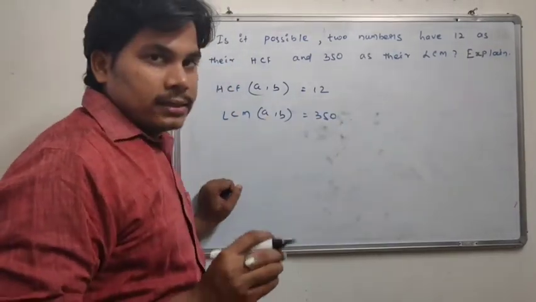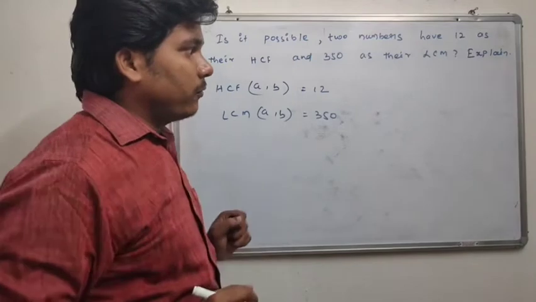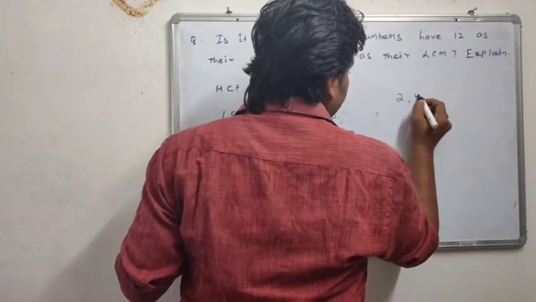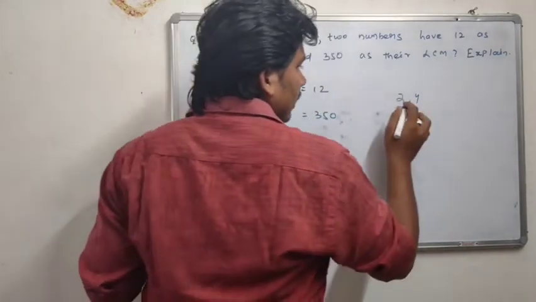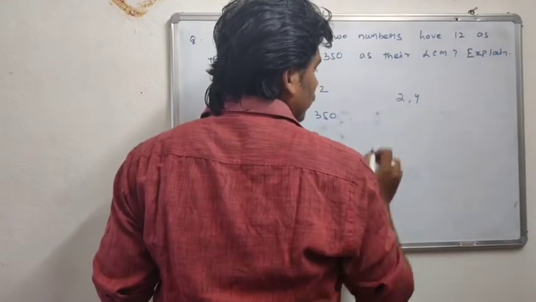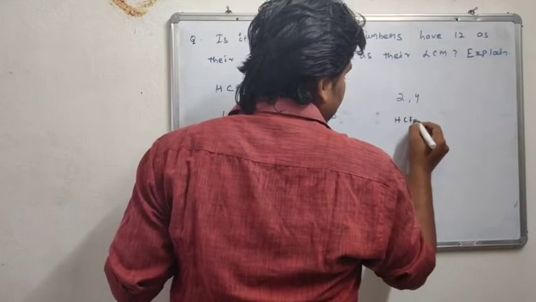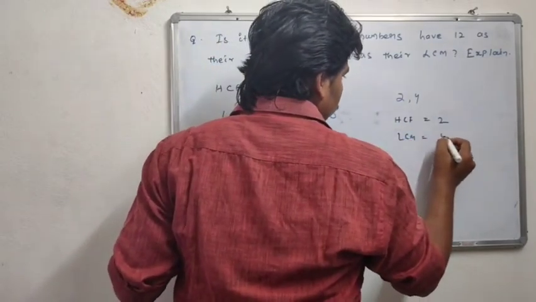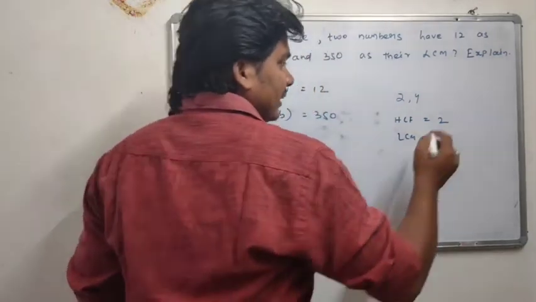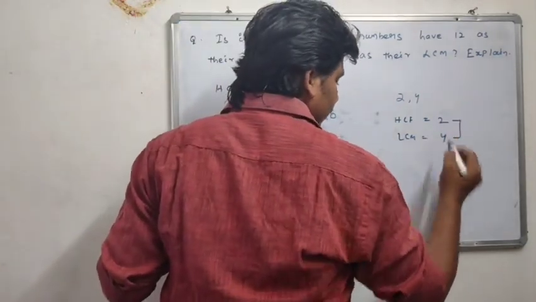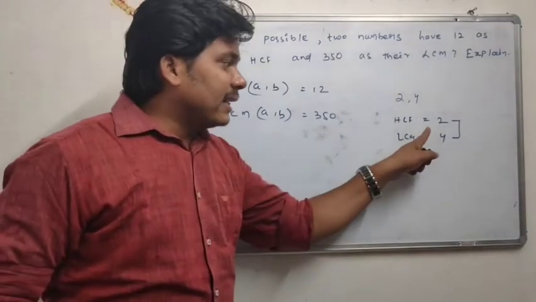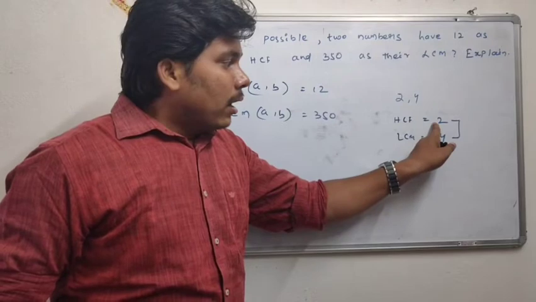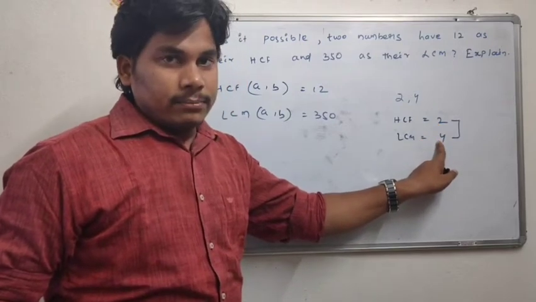Before going to the answer, I want to clear one concept for you. Let's find the HCF and LCM for 2 and 4. The HCF is 2 and the LCM is 4. That means, what is the relation between the HCF and LCM? The HCF is always a factor of the LCM.